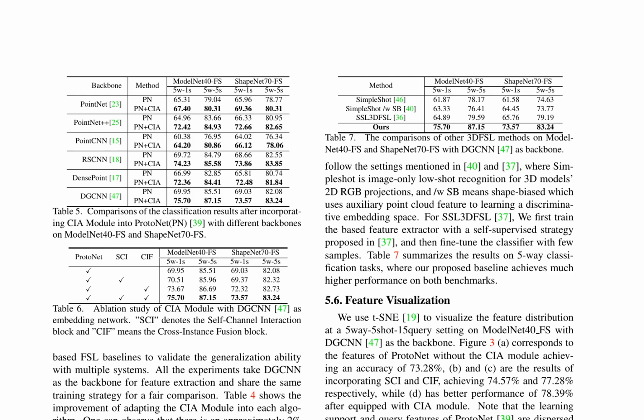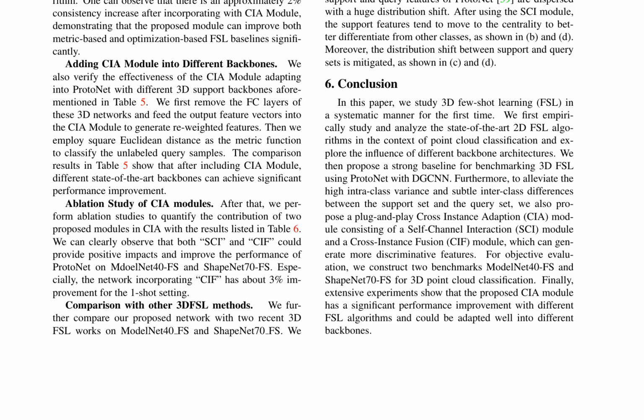The authors construct two benchmarks, ModelNet40-FS and ShapeNet70-FS, for 3D point cloud classification, ensuring that the training and testing sets are disjunctive. Experimental results show that the proposed CIA module achieves significant performance improvement, and the ablation study demonstrates that both the SI and SIF modules contribute positively to the performance of ProtoNet on ModelNet40-FS and ShapeNet70-FS. The network incorporating the SIF module achieves about 3% improvement for the one-shot setting. Comparisons with other 3D FSL methods indicate that the proposed baseline achieves much higher performance on both benchmarks.